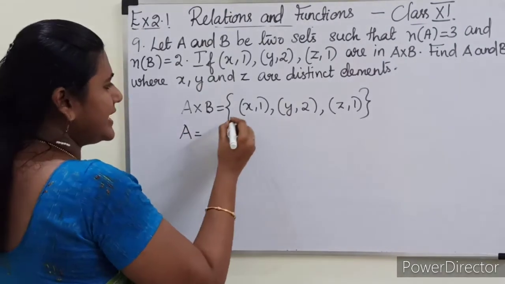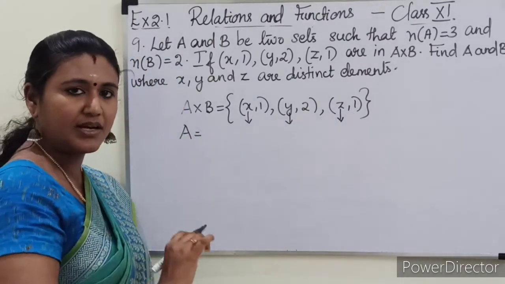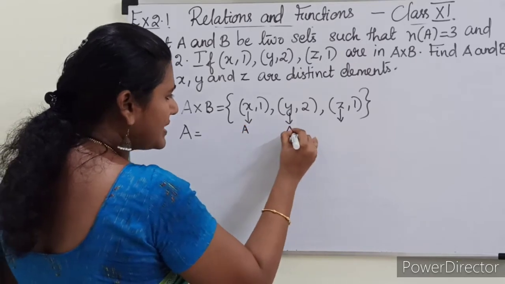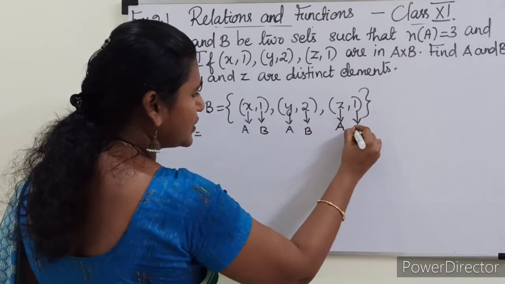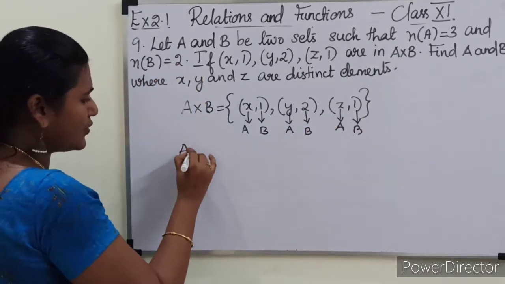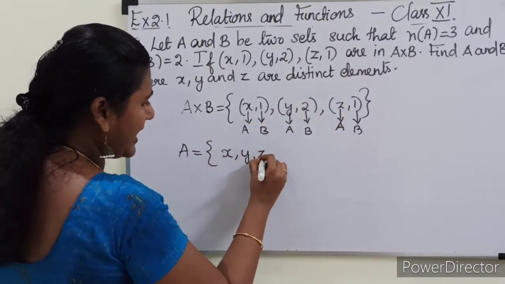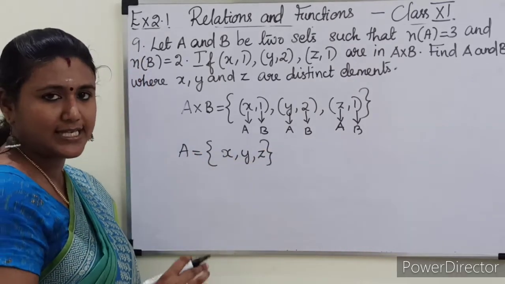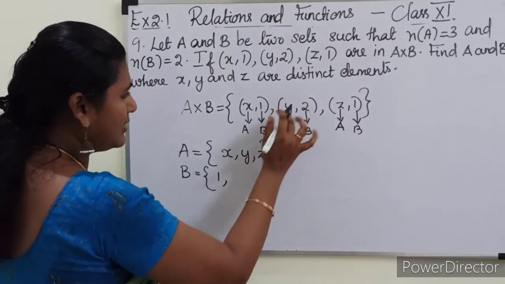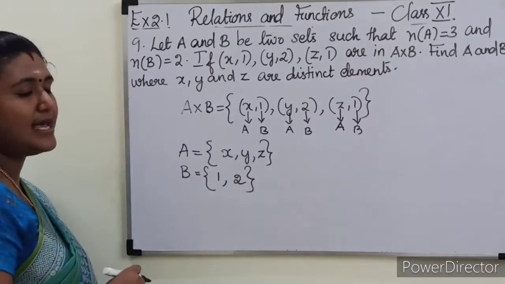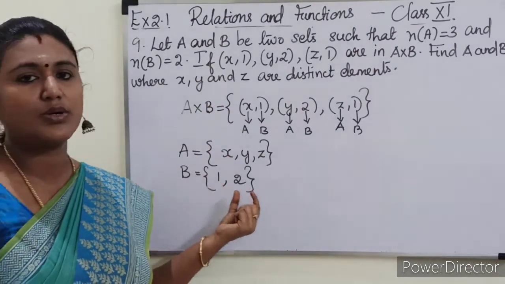So how will you get set A? You know that in the cross product, in the ordered pair, the first element is from the first set A. So all these first elements are from set A and the second element is from the second set B. So now we can write set A as the collection of all the first elements, that is x, y and z. So set A is {x, y, z}. And set B is the collection of second elements, that is 1, 2, and 1 again only. So B is equal to {1, 2}. So we got A equal to {x, y, z} and B equal to {1, 2}.